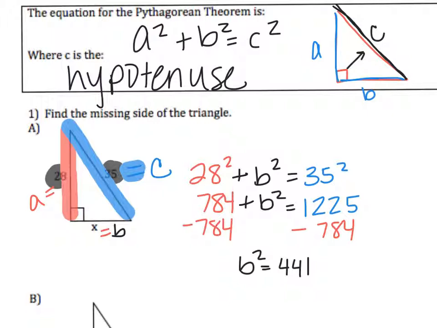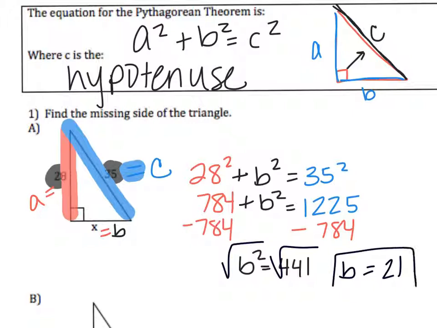Now something that you might not know is how to undo something that's squared to really solve for the only number. So I'm going to square root B, and then I'll square root 441. By square rooting B squared, I'm just going to get B, and always check to see if the number you're square rooting is a perfect square. So in your calculator, you're going to hit 441 with the square root, and you should get 21. So that means our missing side is 21.